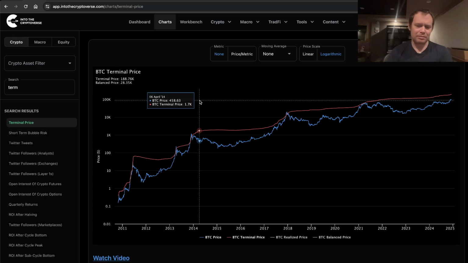If at some point in the next few months or year, you're seeing the price of Bitcoin get close to that value, then just keep in mind that historically there's not much more higher to go in the cycle.